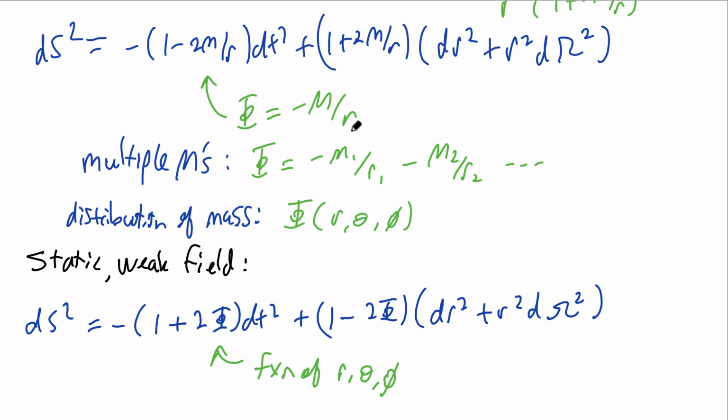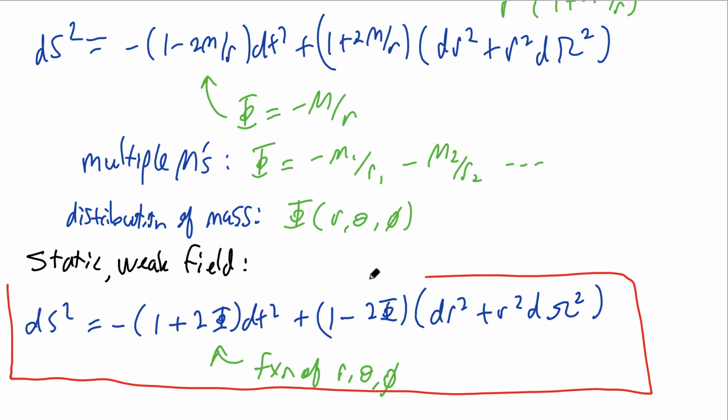Now I should warn you that this process of superimposing solutions by just adding phi, this only works because we're in the static weak field regime, and the full justification comes from the analysis of the Einstein equations in which they're linearized. So we're really dealing with linearized solutions of the Einstein equations, and they can be superimposed. But in general, Einstein's equations are nonlinear, so if you have two solutions, you can't simply add them to obtain another solution.